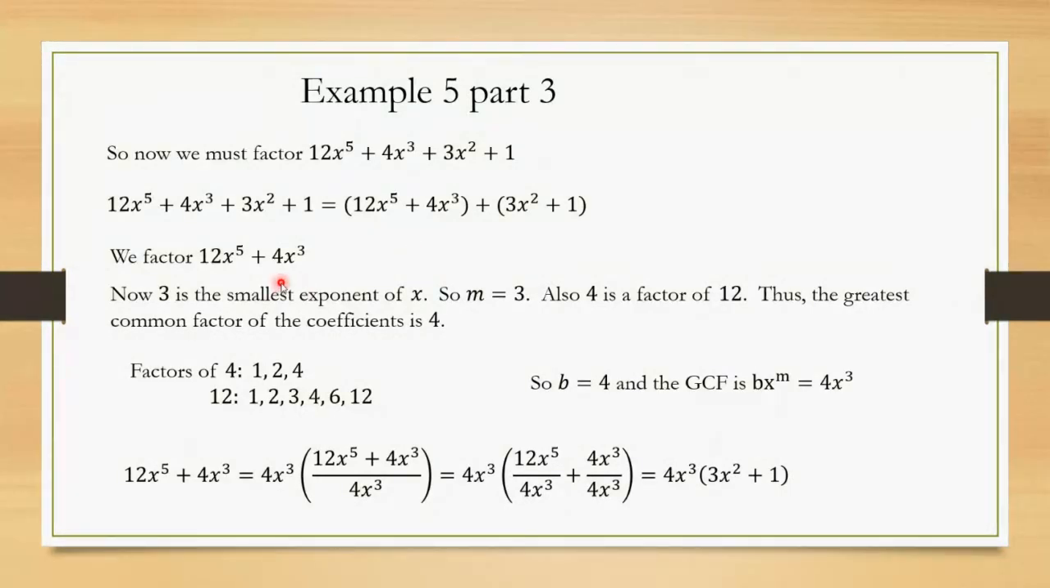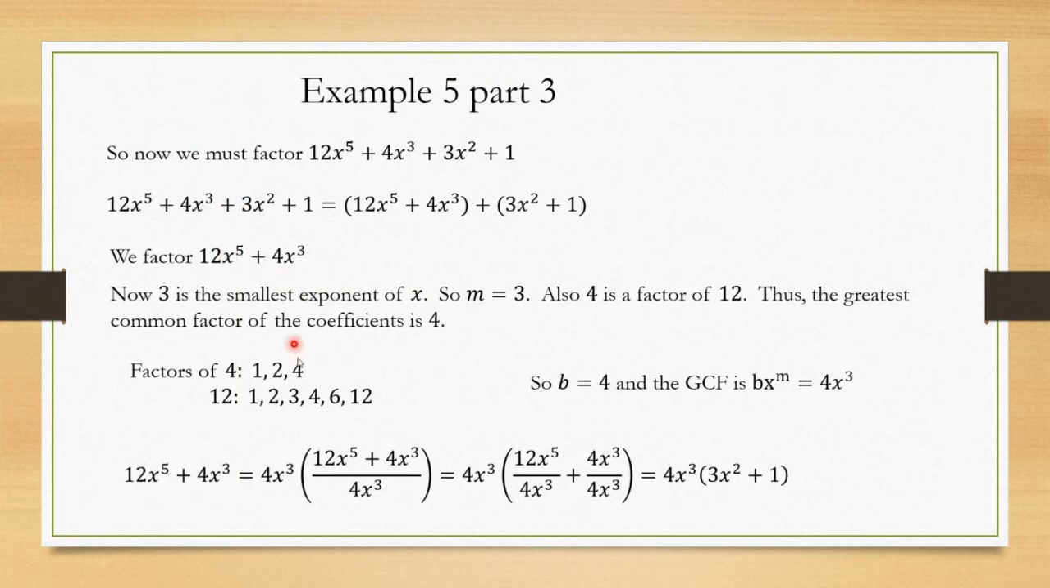Okay, so here for the first group, the smallest exponent of x is 3, as we can see. That's the smallest exponent of x, so the m in the GCF is 3. Remember, the GCF is b times x to the m. We get m is 3. 4 is a factor of 12. Since 4 is a factor of 12, 4 is the greatest common factor among these coefficients.